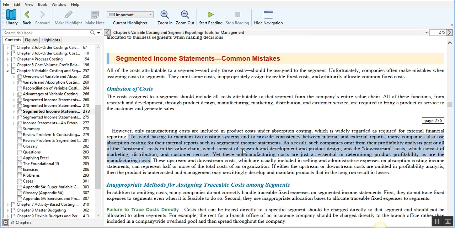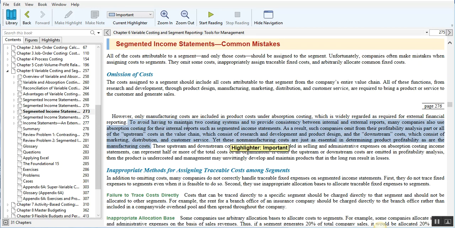Okay, some of the problems that happen with segmented income statements is the omission of costs. Some costs are maybe not included that should be, and that can be a problem. Now, there is an issue that they address in the book here related to having two cost systems, variable and absorption. Many companies, instead of having two cost systems, just go to an absorption method because absorption is required by GAAP for external reporting.